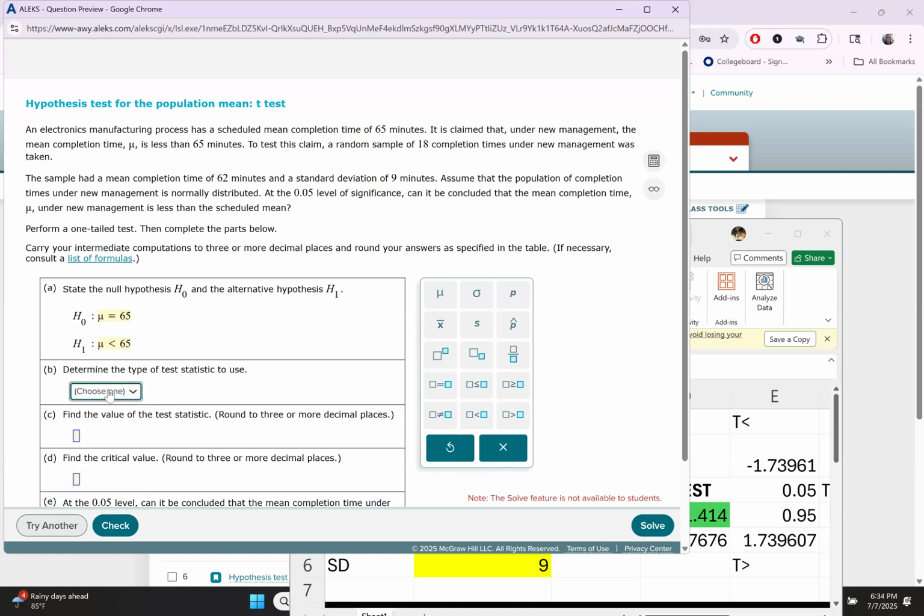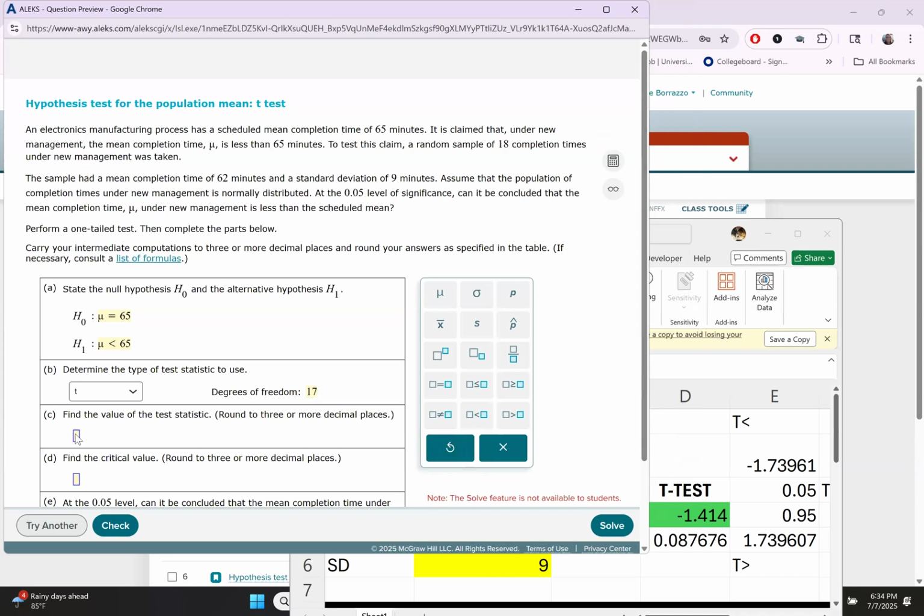What type of test? The t-test. How many degrees of freedom? Is it still 17? Yep. What is the value of the test statistic? Is it the negative 1.4? Negative 1.414. And the critical value, 1.73. 1.7396 technically.